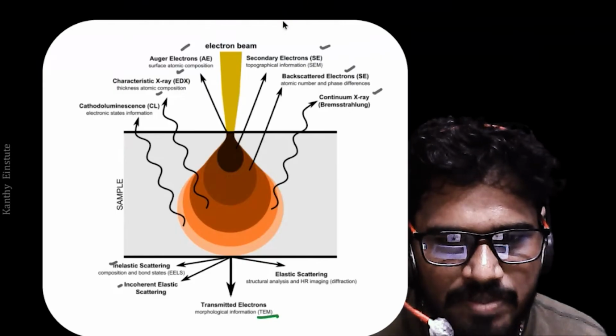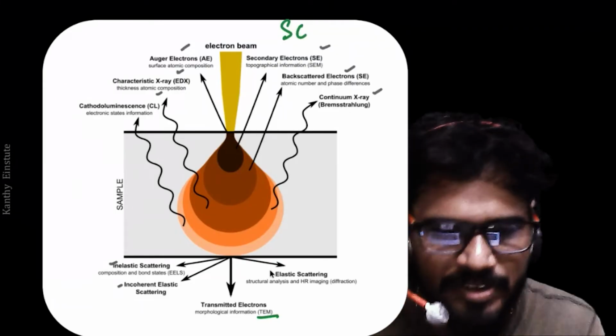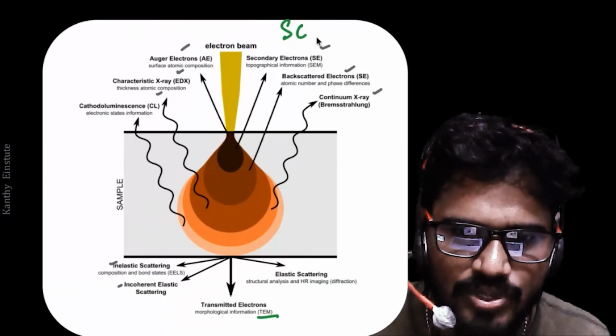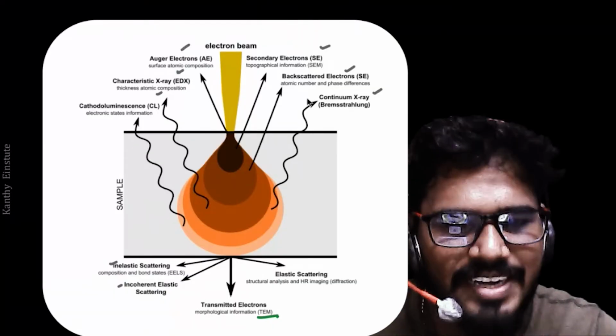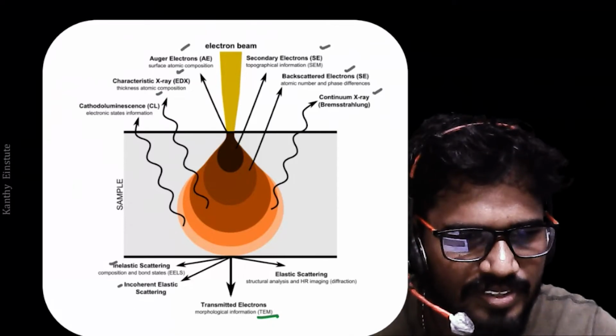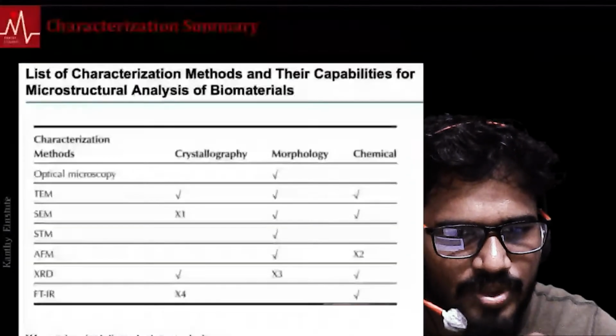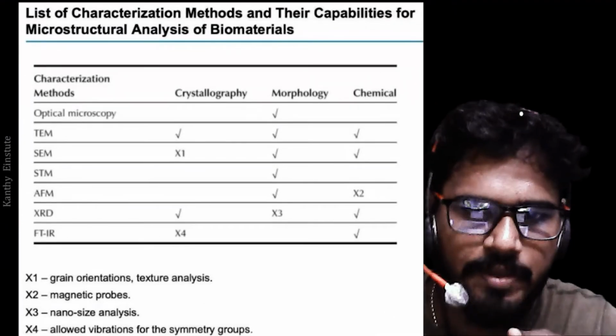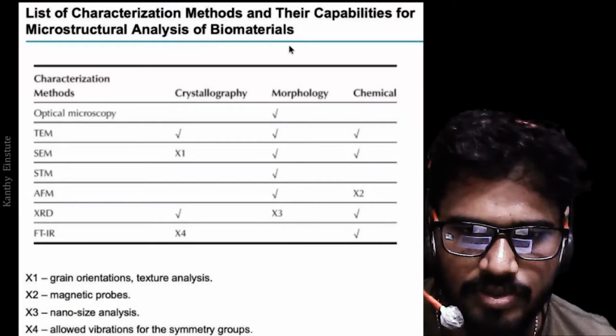So there is scanning happening at the top. Scanning can happen with transmission also. In fact, there is scattering happening, and then there is transmission happening. What is more important to know? Fortunately, I have this table: a list of characterization methods and their capabilities for microstructural analysis of materials.